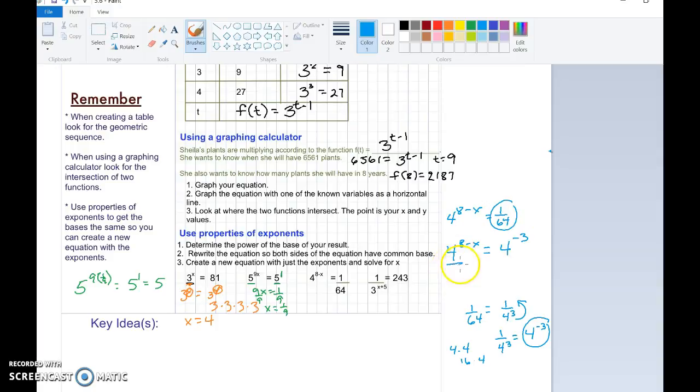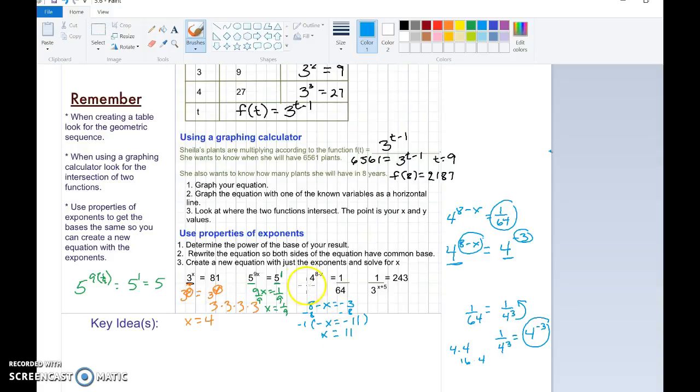Notice now I have two bases that are exactly the same, and all I have to do is take my exponents and make them equal to each other. So I'm going to write 8 minus x is equal to negative 3, and I'm going to solve for x. I'm going to subtract 8 from both sides, and I get negative x equals negative 11. Multiply both sides by negative 1, and I get x equals 11. So I solved for x, and I found that x equals 11.